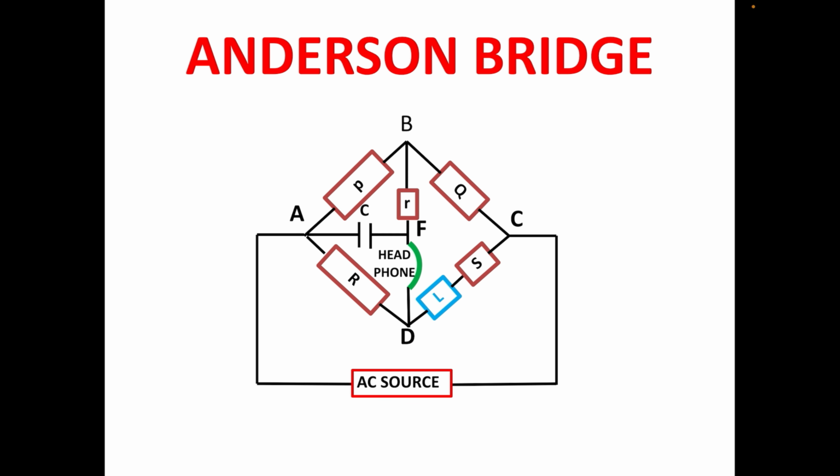Anderson bridge is just a modified Wheatstone bridge. Anderson bridge circuit consists of resistances P and Q of constant value, three variable resistances R, S and small r, and a capacitor C. The coil, self-inductance of which is to be determined, is connected in series with the resistance S, and a headphone is used as a detector for balance point of the bridge.